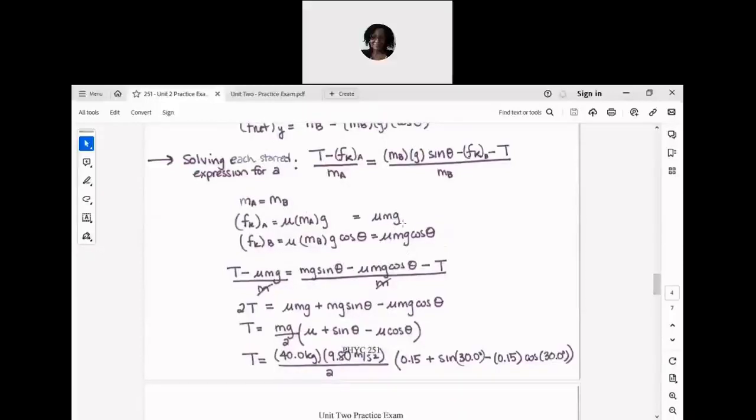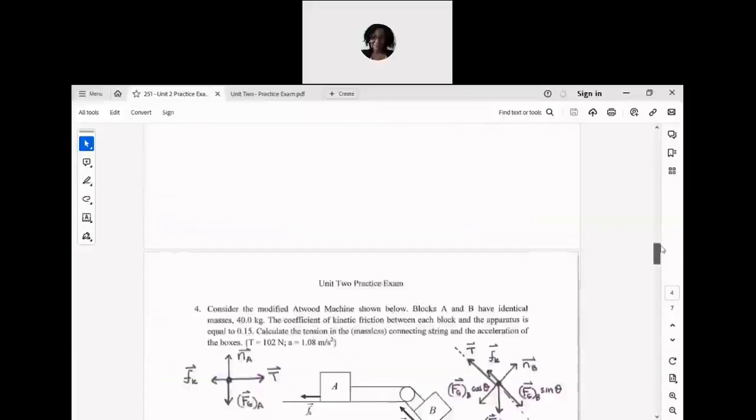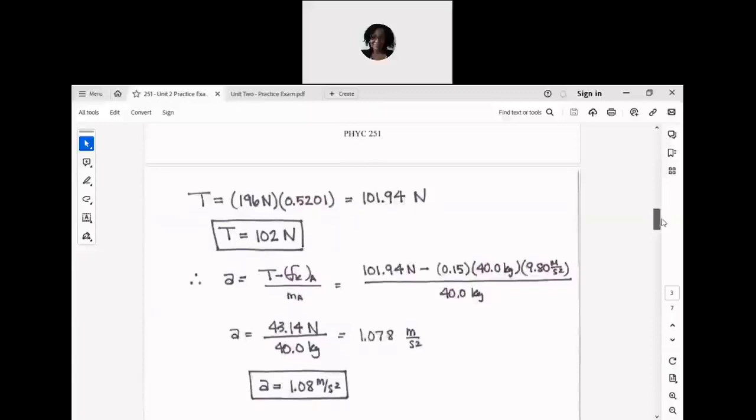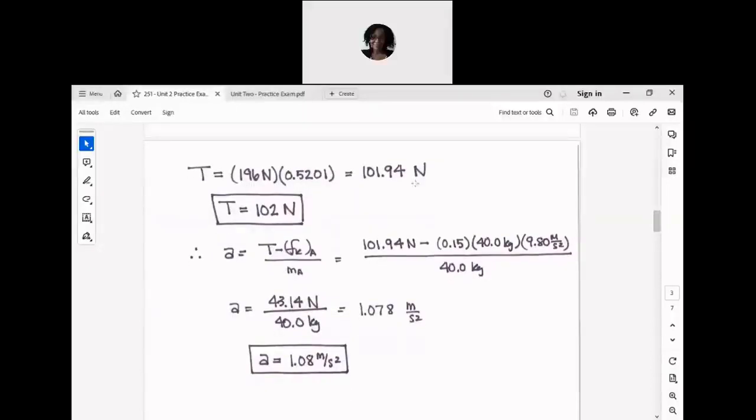The kinetic friction acting on block B is going to be slightly smaller than block A because block B is on an incline and A is not. But at this point, I can just solve for T. And what we find is that the tension, which is on the previous page accidentally, is 102 newtons.